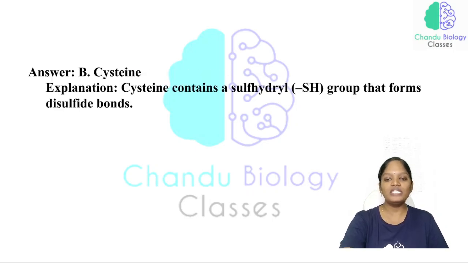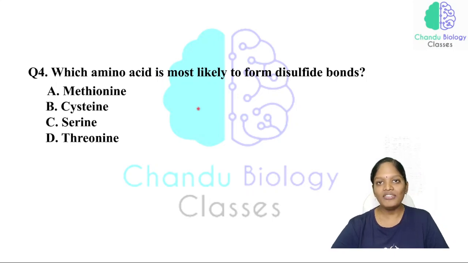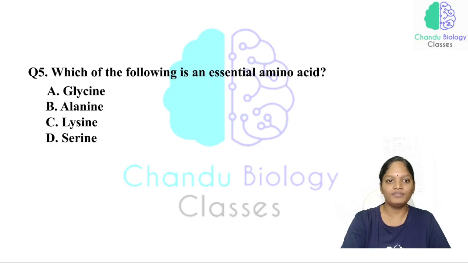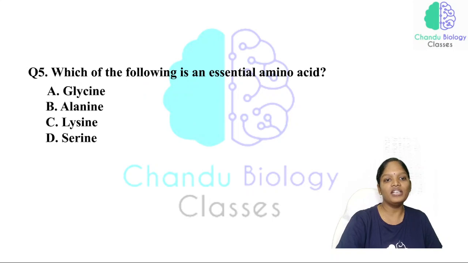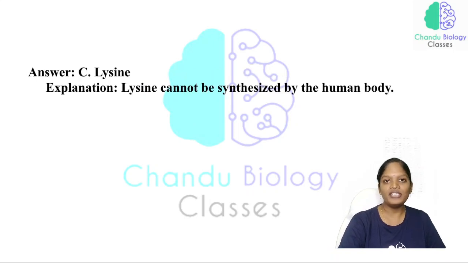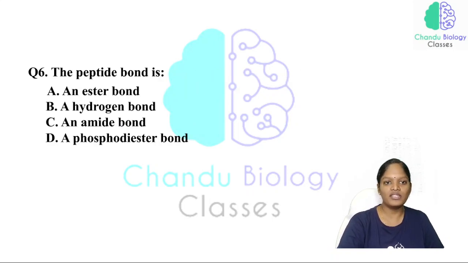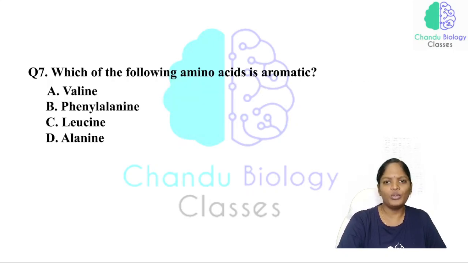So the question is different here. If it is a sulfur-containing amino acid, it could be cysteine and methionine. But here, which amino acid is involved in forming the bonds? Then that will be cysteine. Essential amino acids: here the essential amino acid will be lysine. Lysine is very important, and it cannot be synthesized in our body. A peptide bond is an amide bond, no doubt in that.